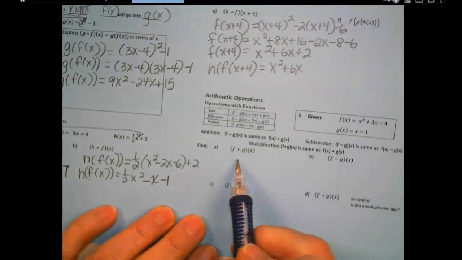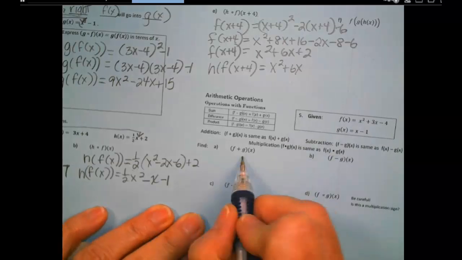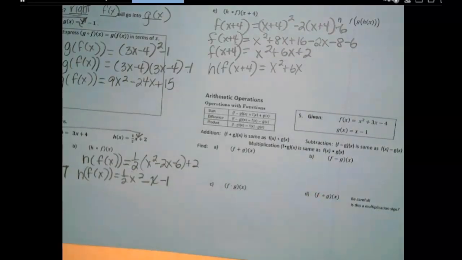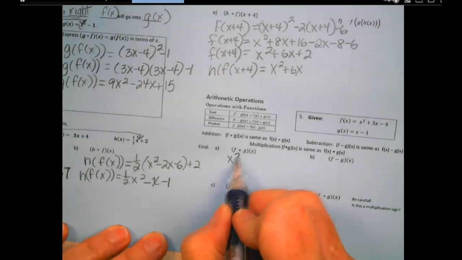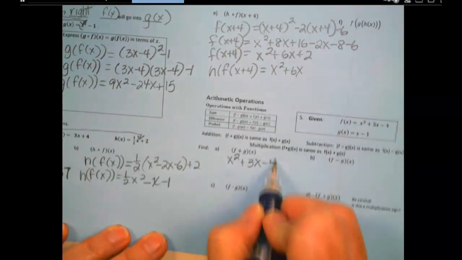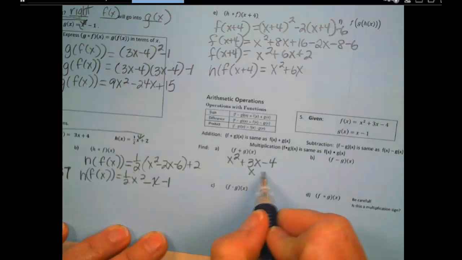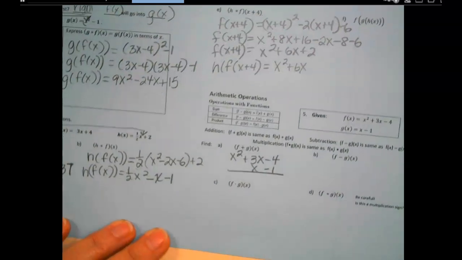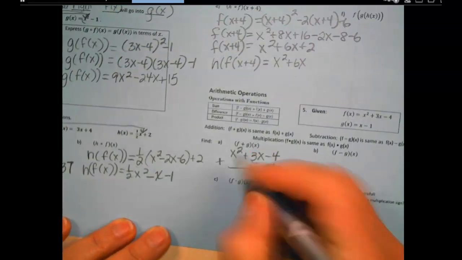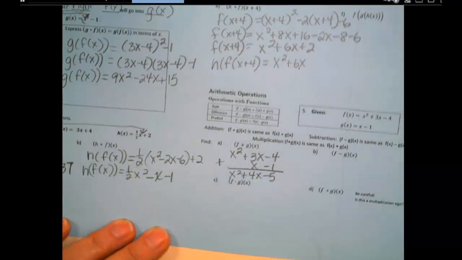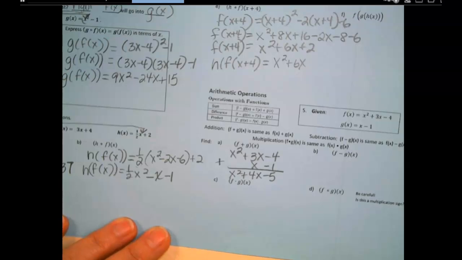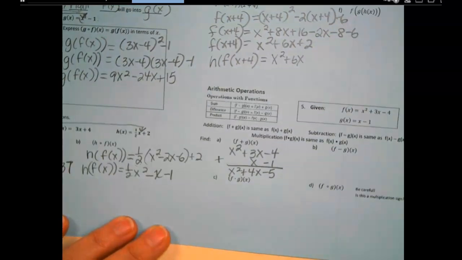So if I'm adding my f of x and my g of x, I'm going to go ahead and line up things that are the same so I can add them together. So I'm going to have x squared plus 3x minus 4, and then I'm going to have x minus 1. And when I add, I get x squared plus 4x minus 5. We just added things that were like.